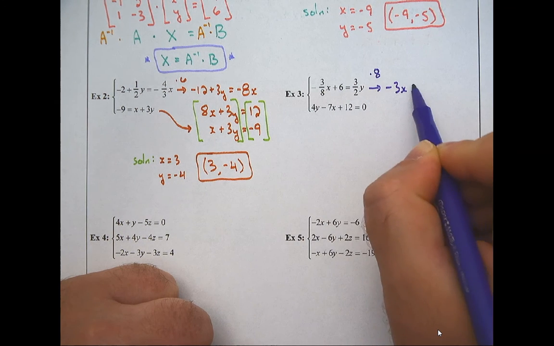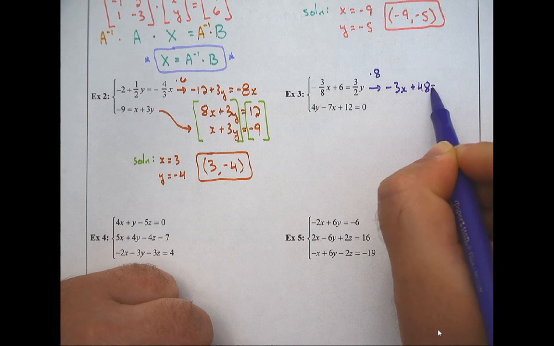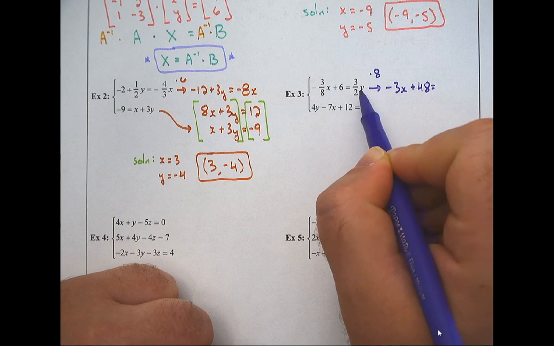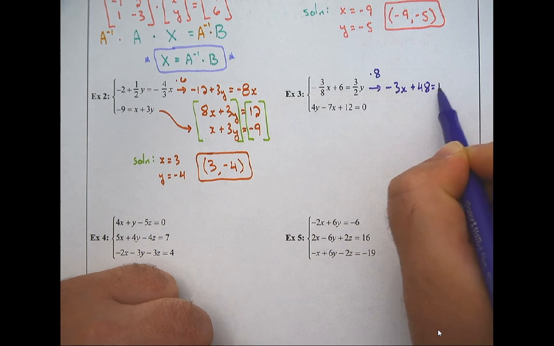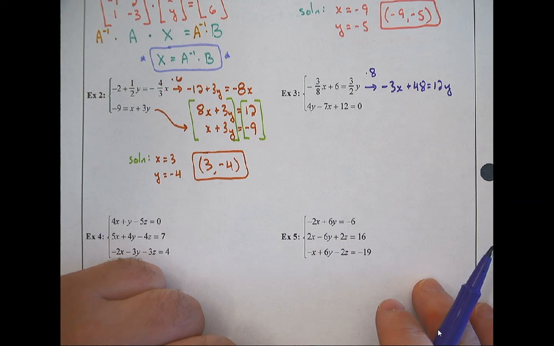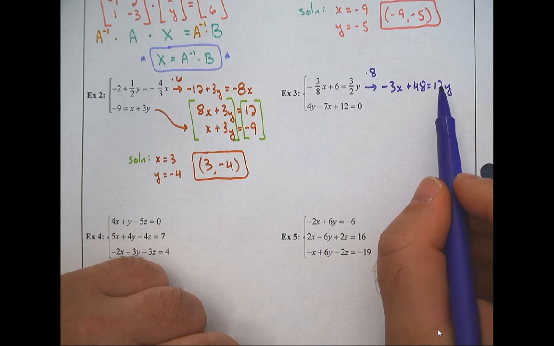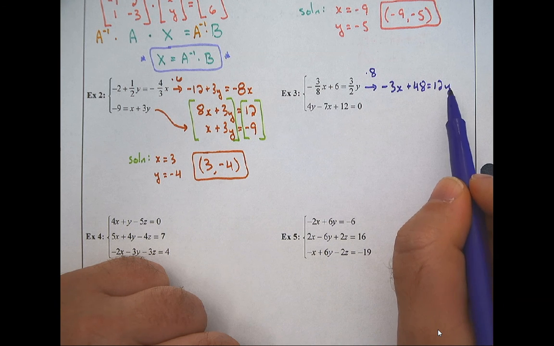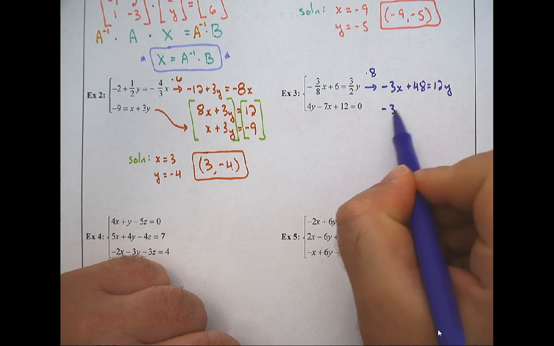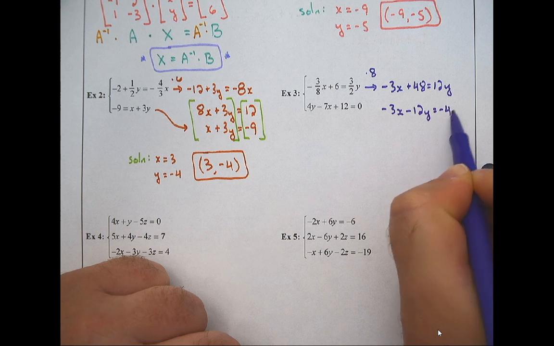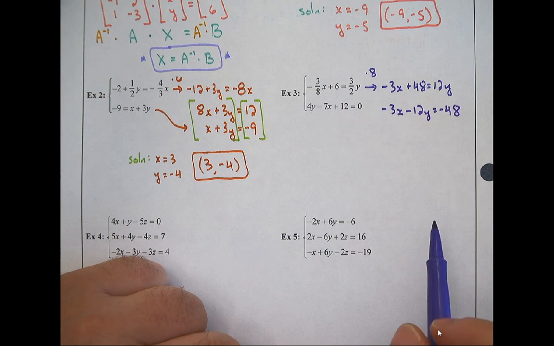8 times 6 is 48. 8 times 3/2, I'm going to divide by the 2 first. That makes a 4, and then 4 times 3 is 12 with the y. This is not in standard form, so I'm going to do a double move here. I'm going to bump this 12 over, and I'm going to bump that 48 over. So I have negative 3x, subtract 12y, equals negative 48. I'm now in standard form.